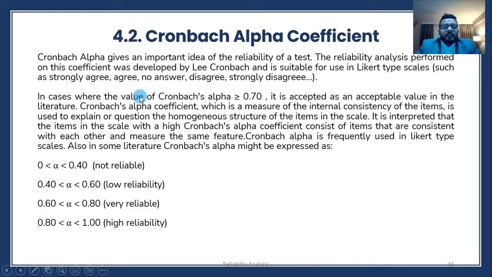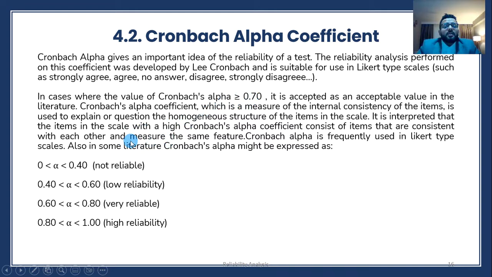Here is the information on Cronbach's alpha. The most important thing is that in some literature, if the Cronbach's alpha value is equal to or more than 70%, it is acceptable, and the reliability analysis is accepted.